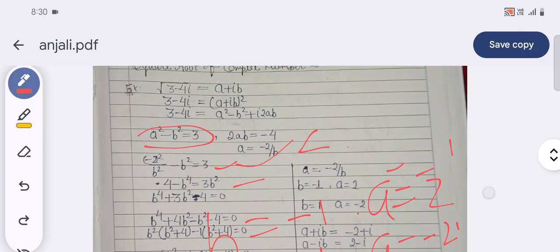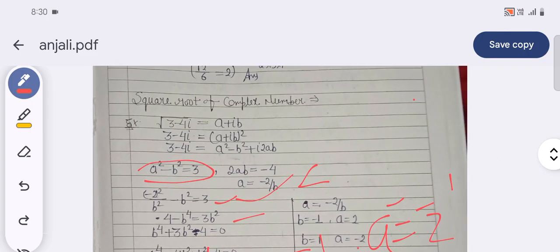So this is how we can find the square root. I hope you could understand. In the next class we will solve other examples related to the square root of a complex number.